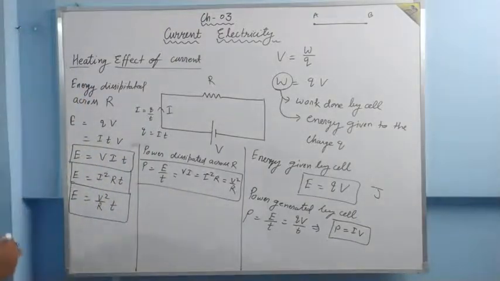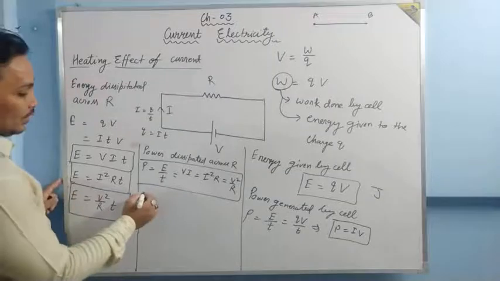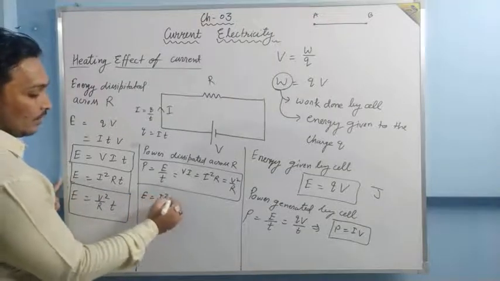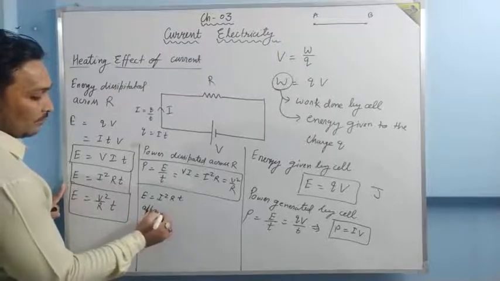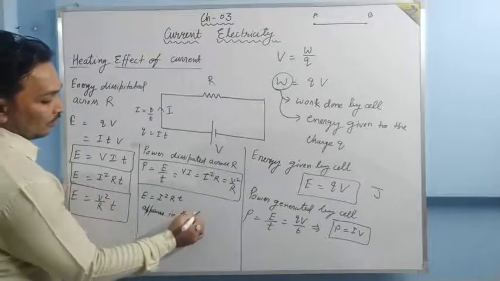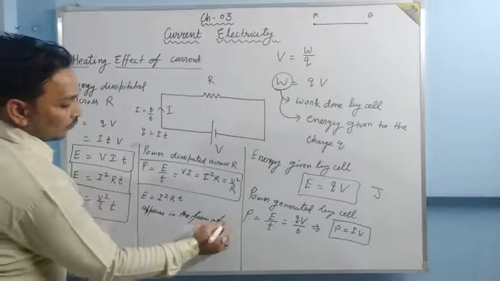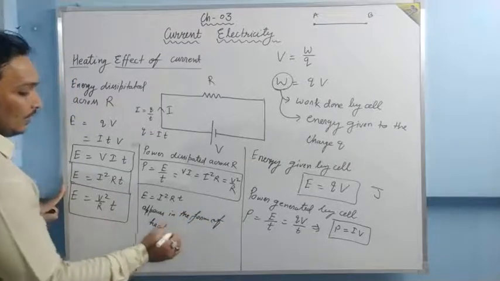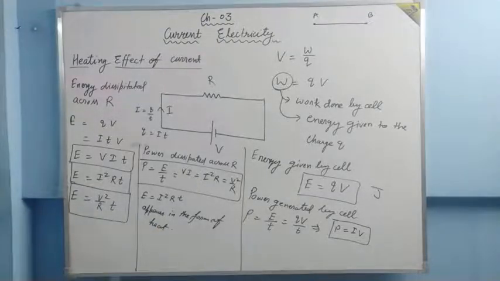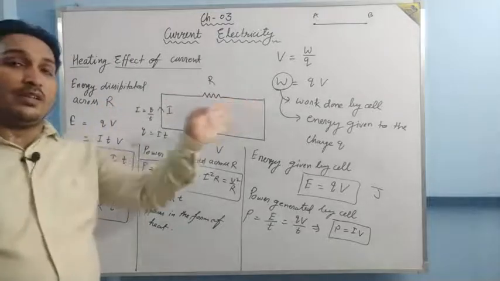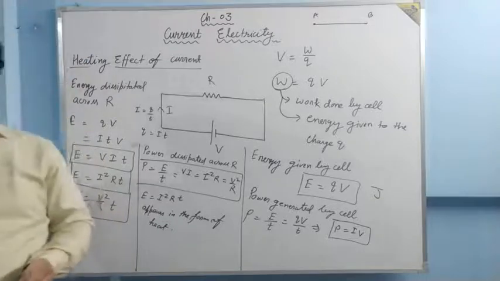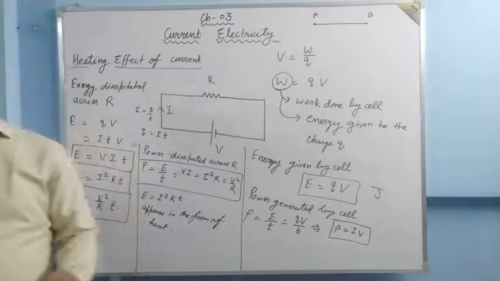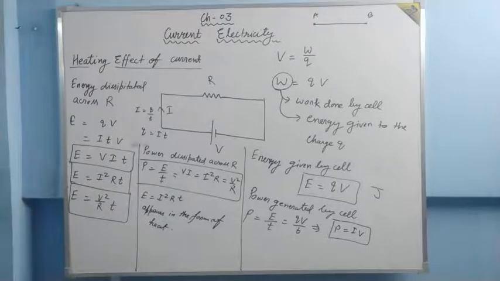So this energy, I square RT, appears in the form of heat, and this is called heating effect of current. Whatever energy is being spent across R, being dissipated across R, that energy appears in the form of heat, and that is why it is called heating effect of current.